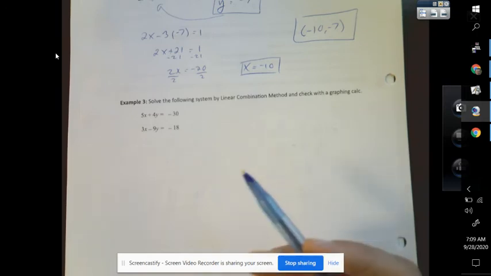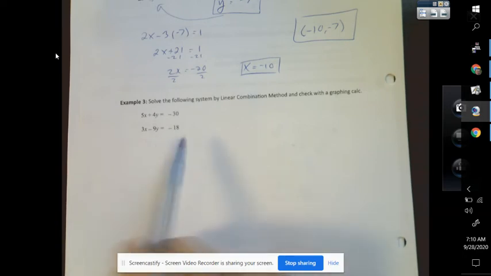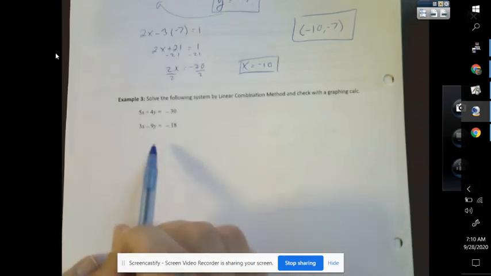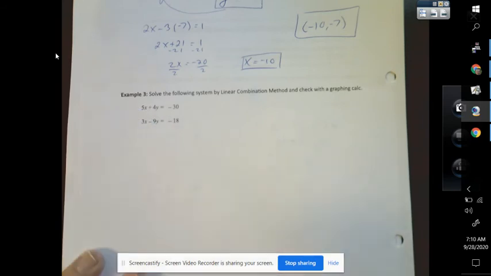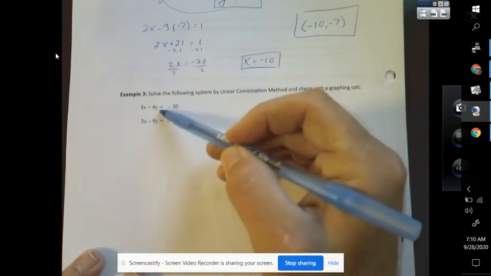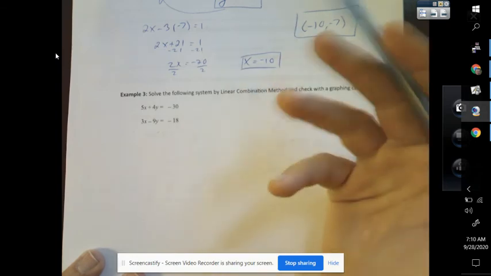Sometimes it works nice with this. Here's where it can get a little bit more difficult, and here's where you get to be creative. I don't have an x or a y by itself here, so I can't really use substitution too easily. The linear combination method is nice because you can take a look at your 5 and your 3. What's the least common multiple between both of them? It's 15. For 4 and 9, the least common multiple is 36. I'd rather work with 15.